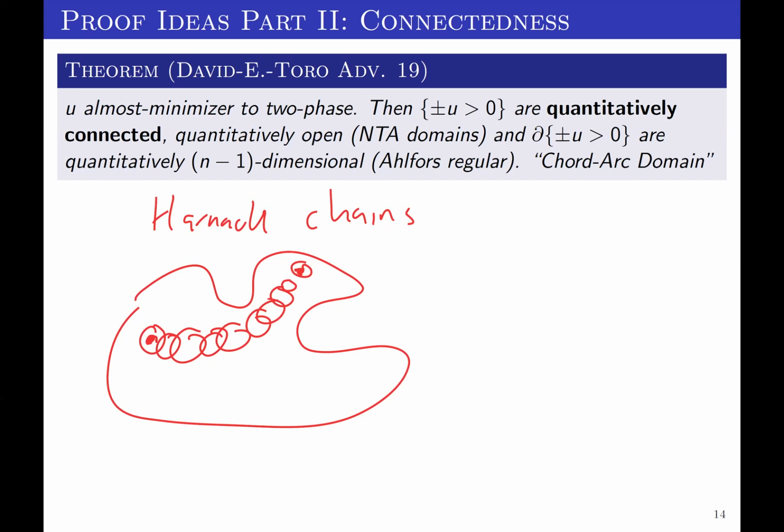So this is sort of a quantitative connectedness, right? You can draw a path that goes through the center of these balls. And we're basically saying that any 2 points can be connected by a path that's not that long and doesn't get too close to the boundary.